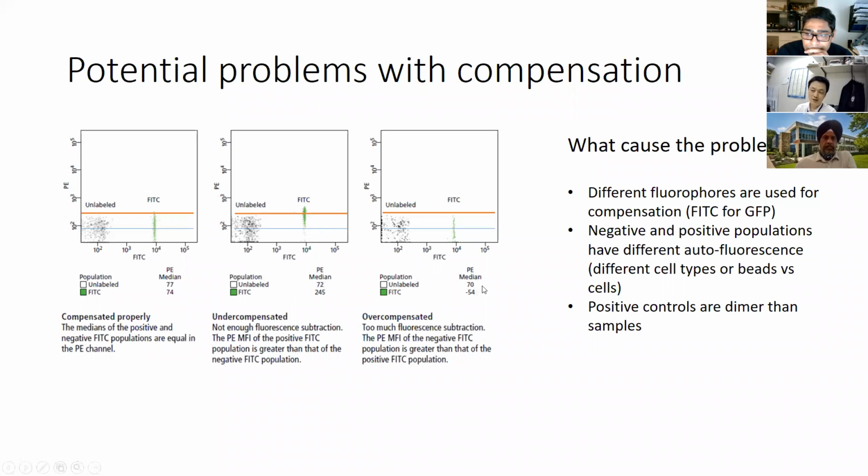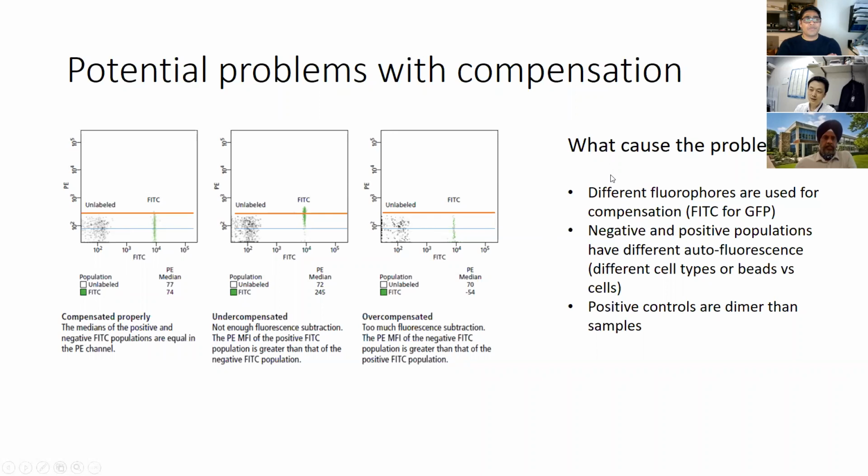That is happening. So 70, this one is already minus, so lots of events have dumped to here. This is called overcompensation. So either way is not correct. Only when both populations match, that's the correct compensation.